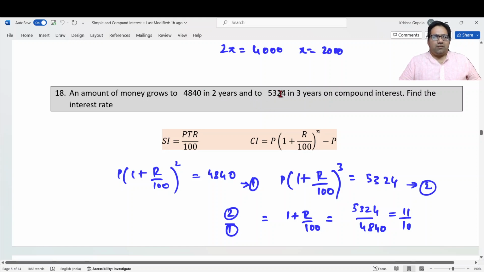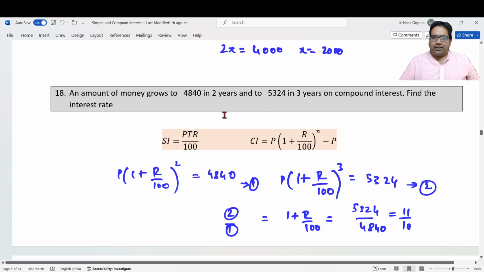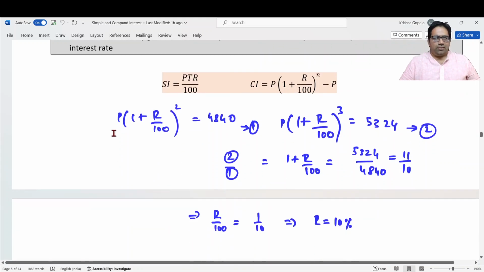Basically, in 1 year, it has grown by 11 by 10 times. That is given, right? It has grown by 11 by 10 times. That means we'll be able to calculate. Here, R is not given directly, but R is given indirectly. P is definitely not given, R is given indirectly, because the growth in 2 years we know, and the growth in 3 years is also known. And we know that in compound interest, every year it grows by the same factor. So indirectly R is given. That is a trick to identify.